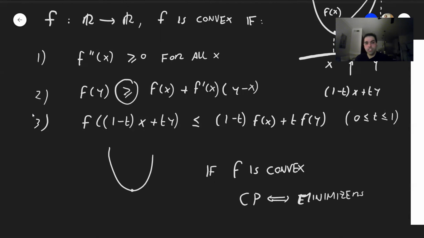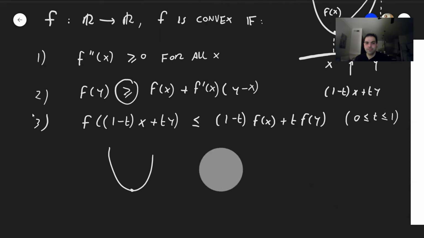So in other words, if you already know your functional is convex, then in order to find a minimum, you just need to find a critical point, and then you're done. That's why we really like convexity. It helps us find minimizers much more easily.